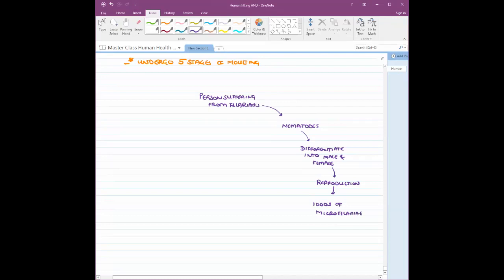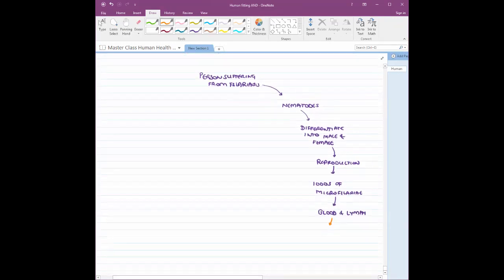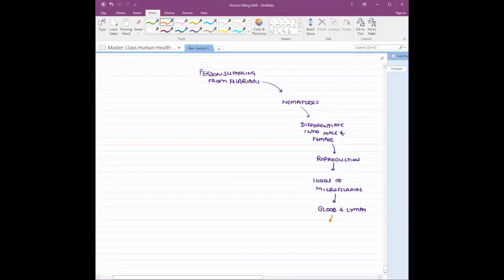Now as these thousands of microfilaria are formed, they enter into the blood and lymph. This is the first stage, guys. Now after this, what happens? When these microfilaria are in the blood and lymph, this person is technically infected.